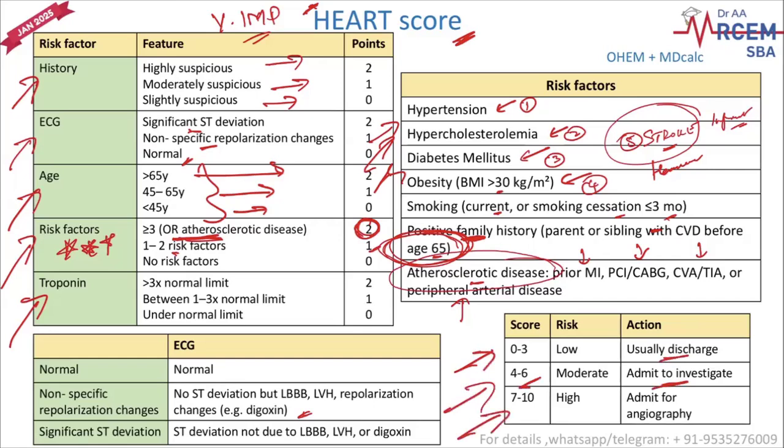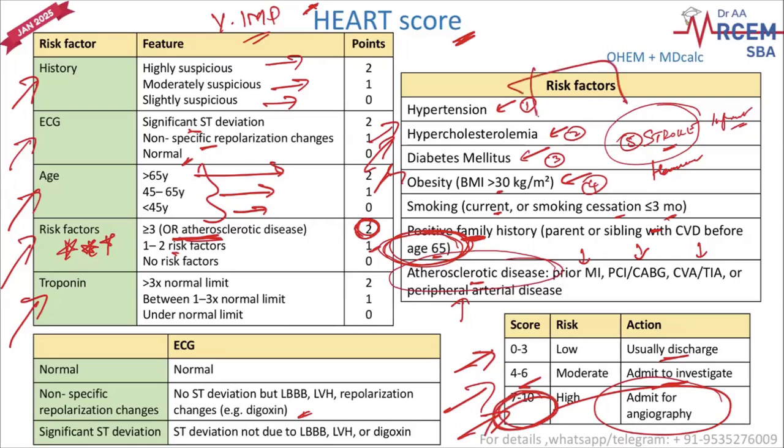If it is 7 to 10, which is a very high score, then obviously you need to think that this patient might require an angiography. This patient might be unstable here. That's what you need to consider. It might be a non-ST segment elevation MI, an unstable patient requiring an angiography, which you need to consider if the score is on the very much higher side.